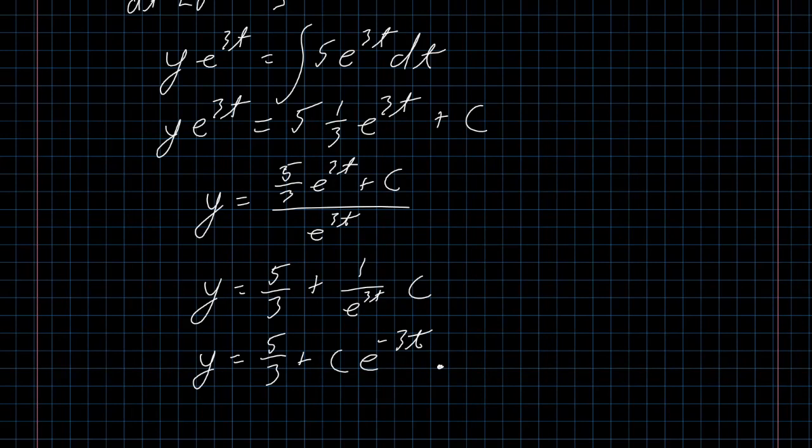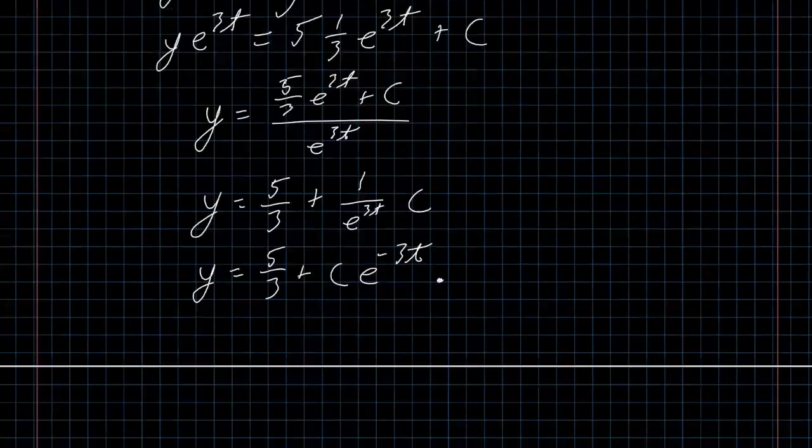e to the negative 3t is the same thing as 1 over e to the 3t, and that gives us our general solution to this differential equation. If we had an initial condition, we could continue onward to figure out what the value of c is supposed to be. We don't have that in this case.